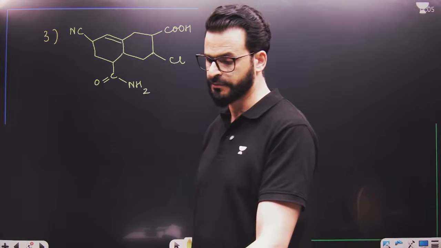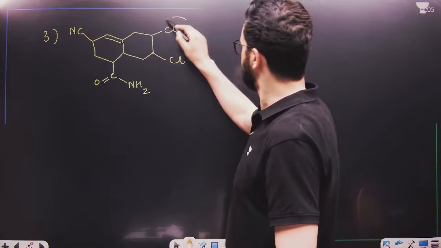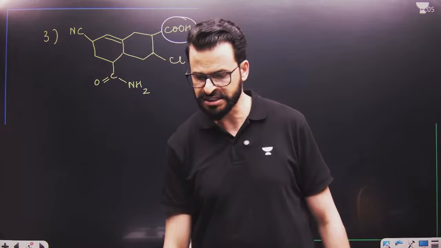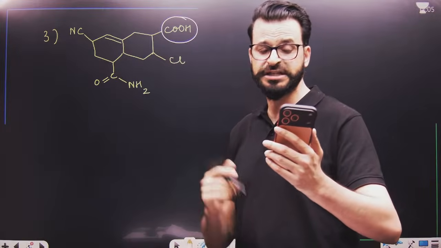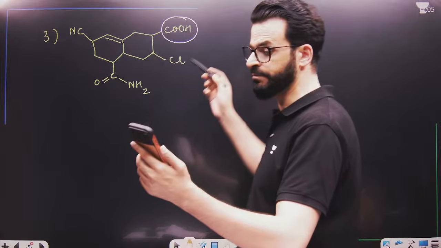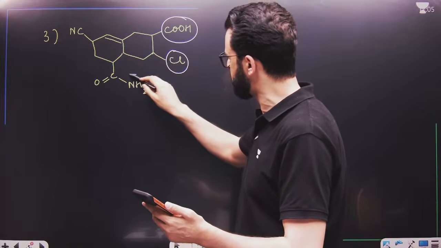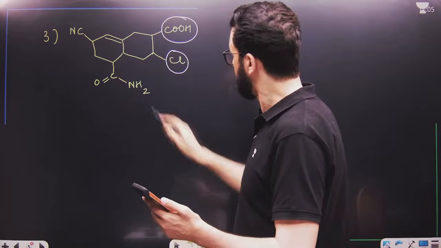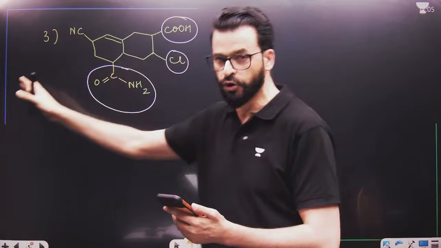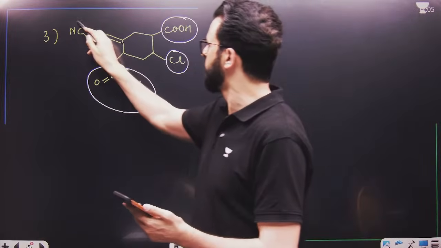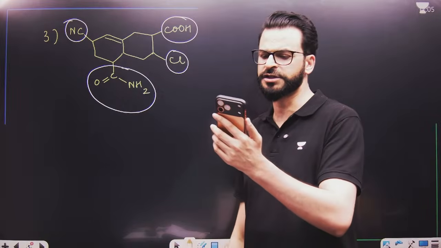Come on, tell me, is this the functional group? Yes or no? Respond quickly. Answer is yes. It's not NH2 and CO, it is CONH2. Now, is this the functional group? Yes. So how many functional groups are there?